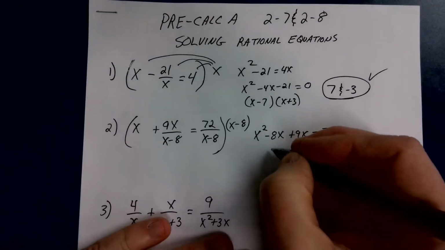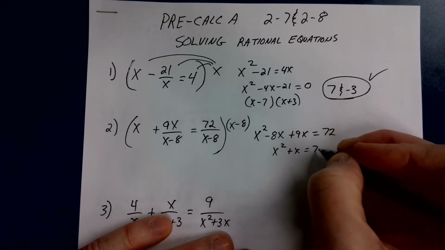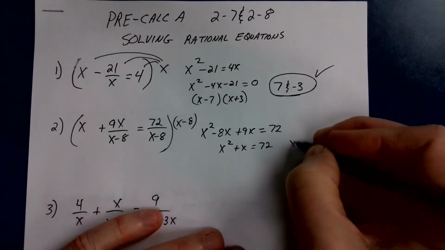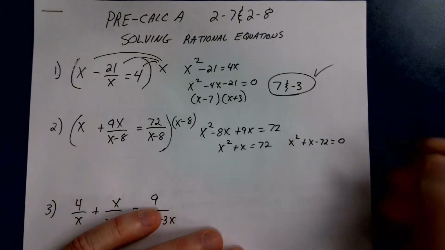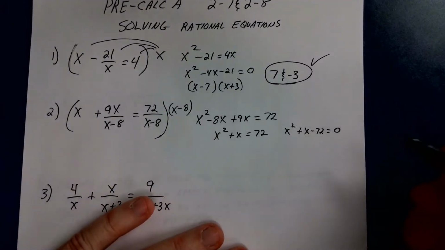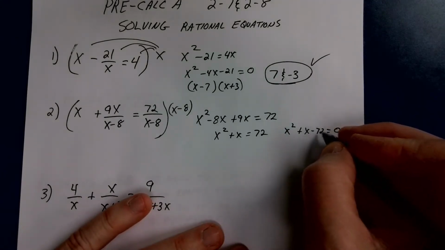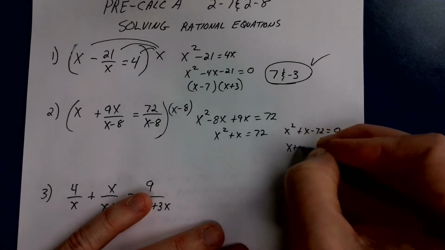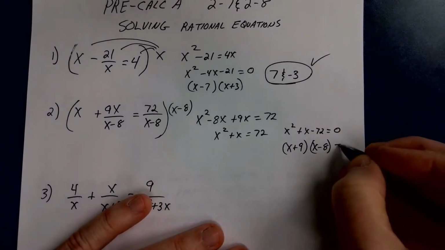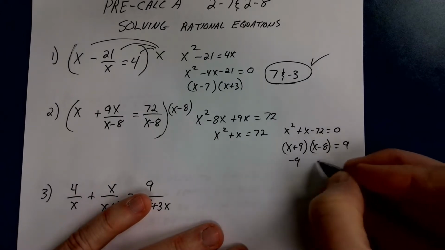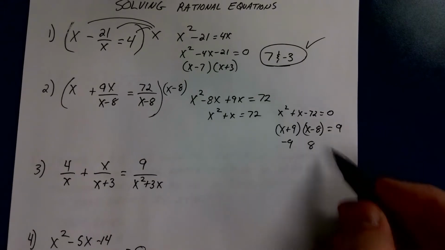I have another quadratic, and I get x squared plus x equals 72. Set it equal to 0. x squared plus x minus 72 equals 0. Factors of 72 are 8 and 9. Look at that. Isn't that nice? And that would be x plus 9 and x minus 8 equals 0, which means my solutions are negative 9 and positive 8. Yay! And we're all good with that, yeah?